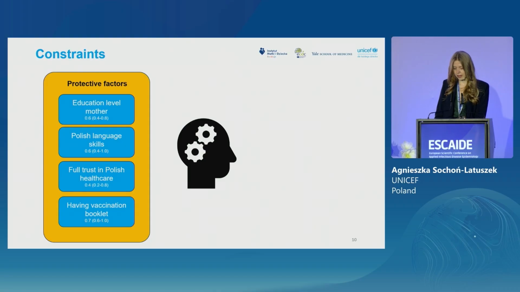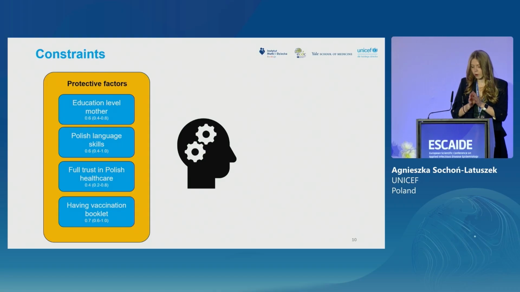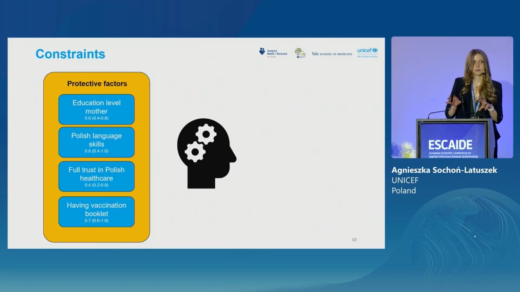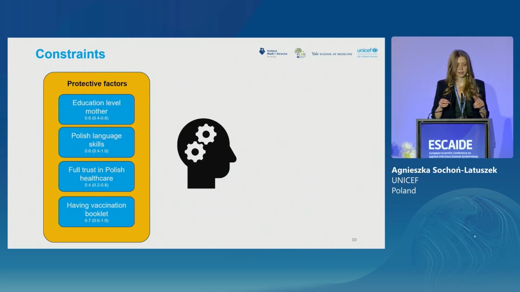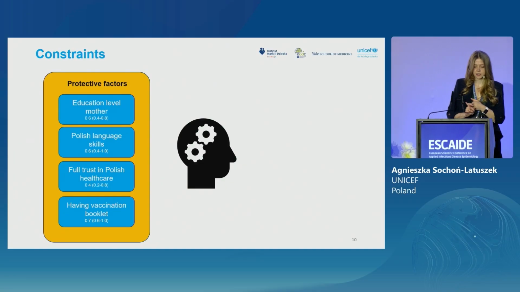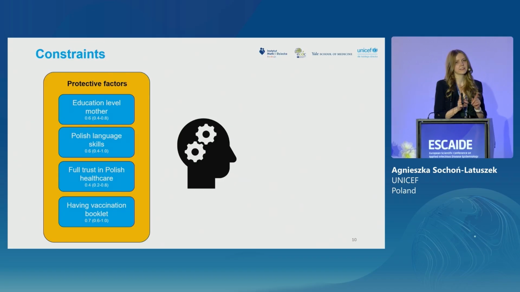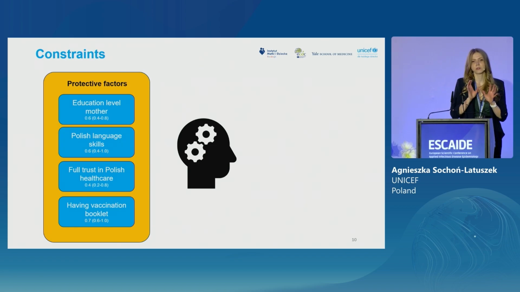And within constraints, we looked at what influences the vaccine behavior within the constraints category. And we have the protective factors and the risk factors. Among the protective factors, we see that the positive effect had the education level of a mother, the Polish language skills, and this is an important one because not only with this research, but with other research that we've done, we see that the language barrier was a huge obstacle.